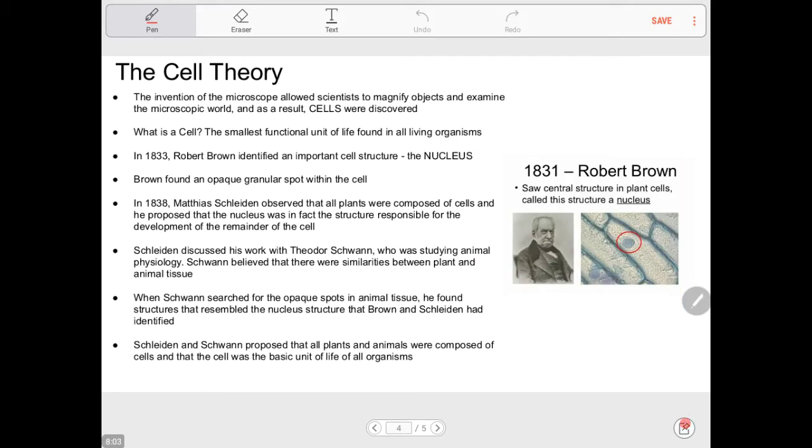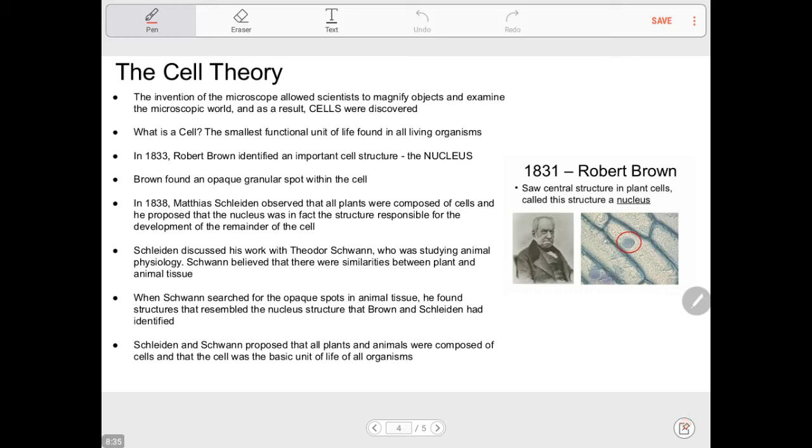The cell theory, just some leading up here to the cell theory. The invention of the microscope allowed scientists to magnify objects and examine the microscopic world. As a result, cells were discovered. And I talked about that in the last video. Think about it. Before the microscope, scientists weren't able to look and see this small world and truly understand it. What is a cell? The smallest functional unit of life found in all living organisms.